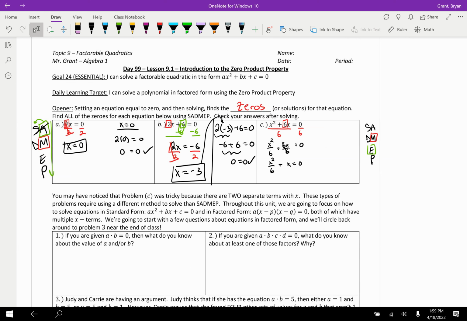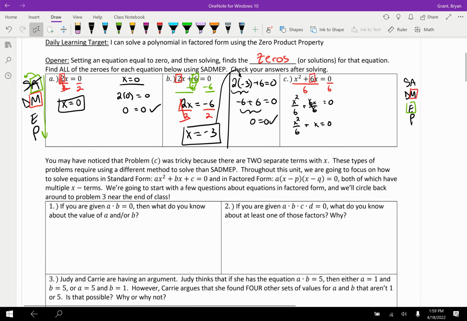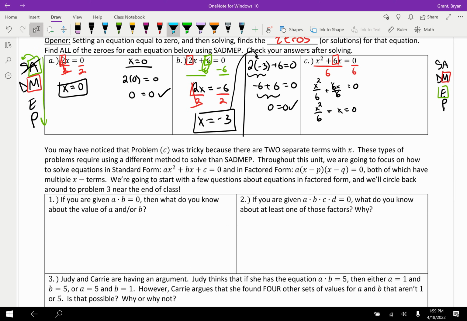Most problems that we're going to do this unit are going to focus on how to solve equations in standard form, ax squared plus bx plus c, and sometimes in factored form, x minus p times x minus q. And both of those have multiple x terms. Can we see the x squared and the x? This one has an x here and an x there. And so we're actually going to stray away from SADMET for a little bit. We'll come back to it later on. And we're going to see if we can discover how we can actually solve equations like this.